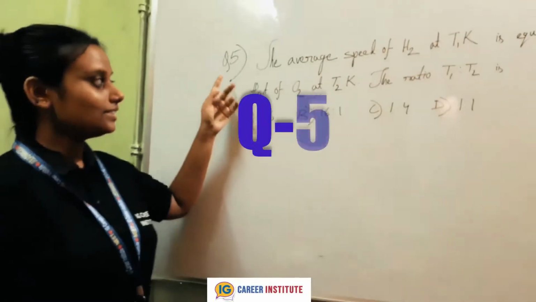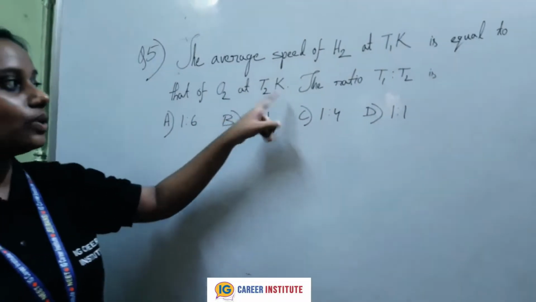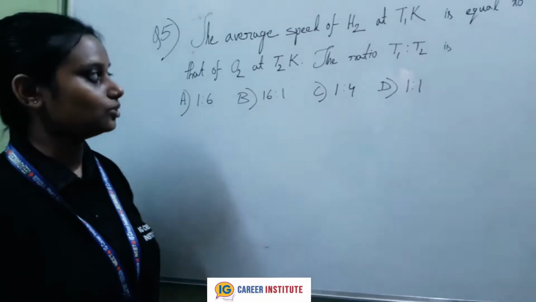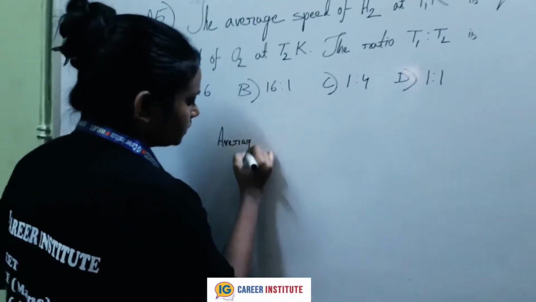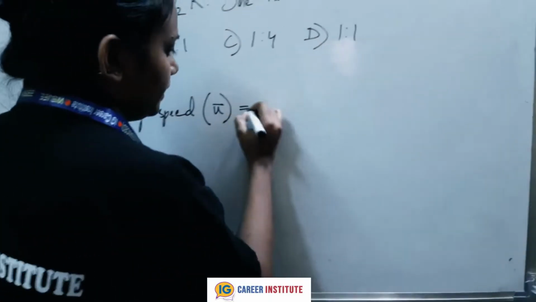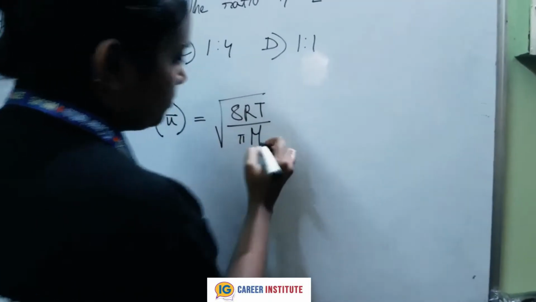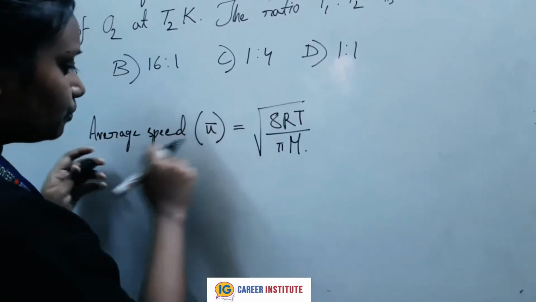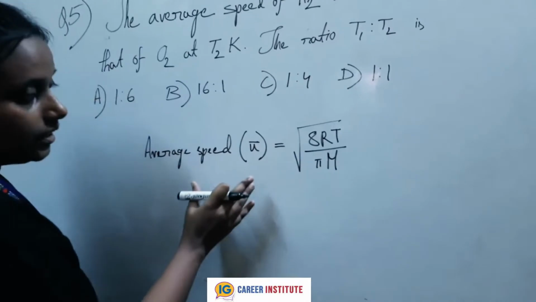So our fifth question: the average speed of hydrogen at T1 Kelvin is equal to that of oxygen at T2 Kelvin. We have to find the ratio T1 to T2, and we have been given 4 options. So first of all, how do we find the average speed? What is the formula of average speed? Average speed, denoted as u bar, equals root over 8RT by piM, where R is the gas constant, T is the temperature at which the average speed has been measured, and M is the molecular weight of the gas under consideration.